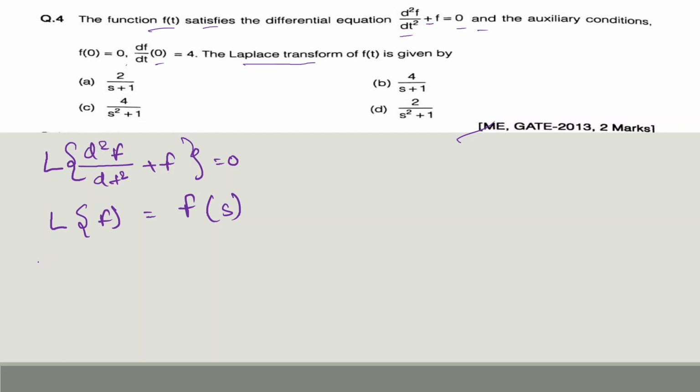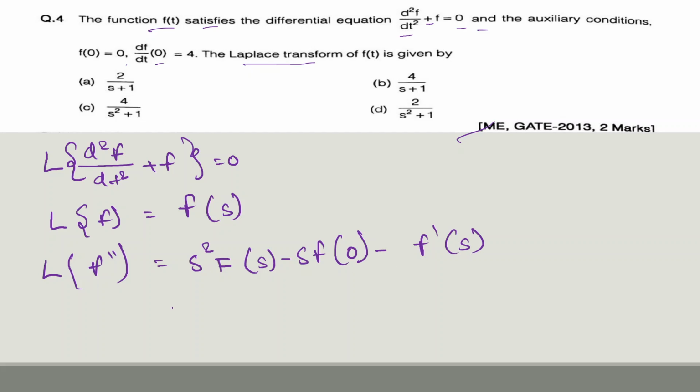After that, the Laplace of the double differentiation is equal to s square F(s) minus s f(0) minus f'(0), minus plus F(s) is equal to 0. So s square F(s) minus 4 plus F(s) is equal to 0 here.